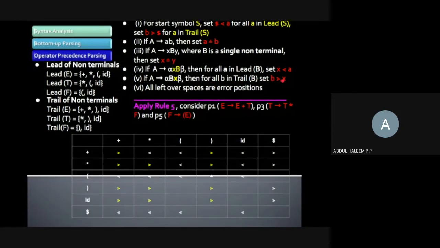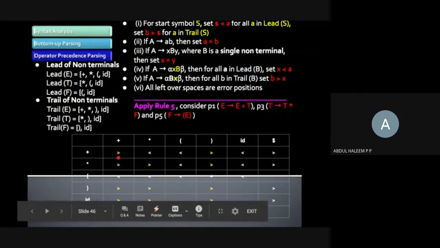So what's the rule now? B is greater than x. B is having higher precedence than x. What is B? Trail of B is higher than x. Here, in the first case, B is what? Bx is E plus. So trail of E is greater than plus. Trail of E is plus. Plus is greater than plus. Plus is greater than star.